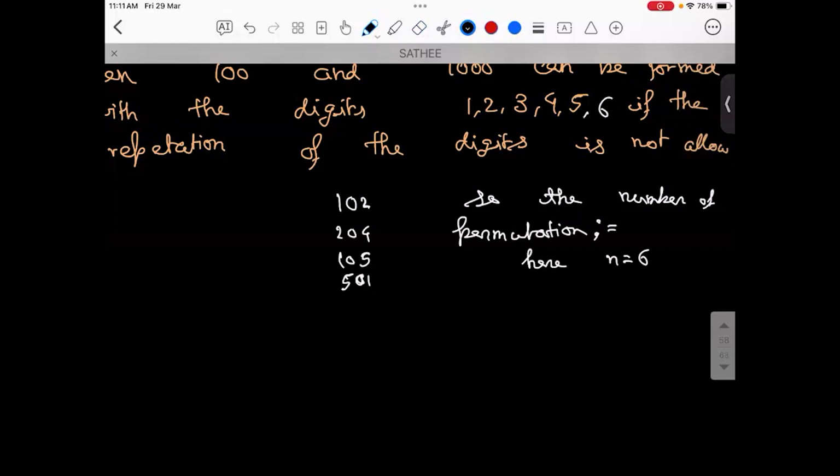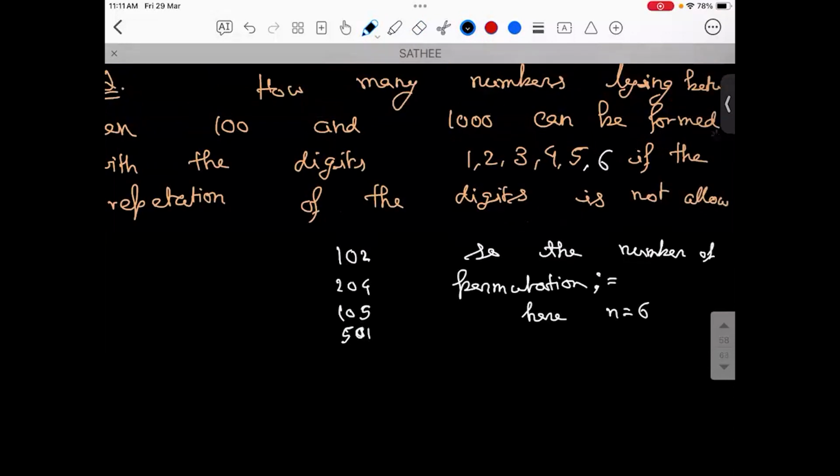So here you can see that we have only 6 digits, so n equals 6. We have 6 digits and we can only pick 3 of them and make a number. Why 3? Because between 100 and 1000 we can have only 3-digit numbers without repetition. If repetition is allowed, then 1000 is also allowed if 0 is included here. But here repetition is not allowed, therefore I can only go up to 3-digit numbers.